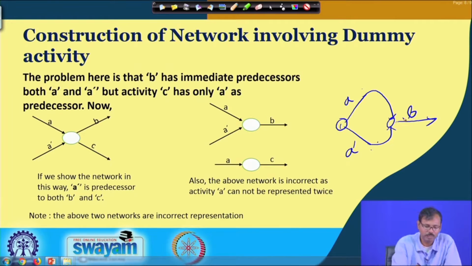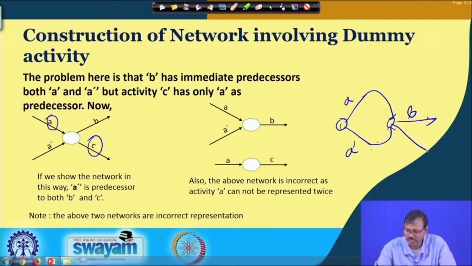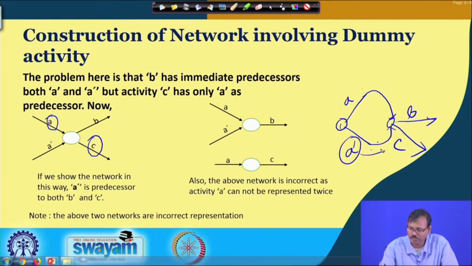Then it shows that both A and A dot are immediate predecessors for job B, but the problem is we have another job C, which has the immediate predecessor of A only. So, in this case, if we try to put A here and C here, then the problem is this shows that A dot is also a predecessor of C, which is not true. So, this is not a possible way to represent it, and further this type of arrow diagram is not permitted.